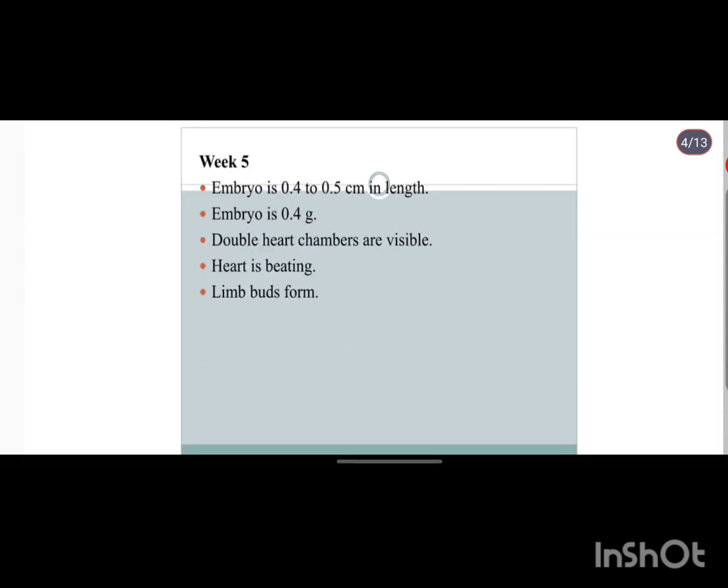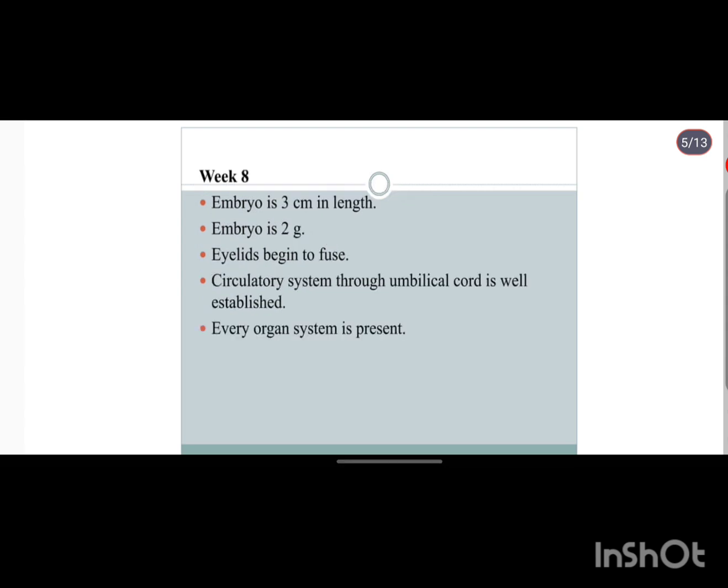Next, in week 5, you can see the embryo is almost 0.4 to 0.5 centimeters in length and about 4.4 grams, the double heart chambers are visible now, the heart starts to beat, and the limb buds form. Week 8, the embryo is 3 centimeters in length, 2 grams, the eyelids begin to fuse, the circulatory system through the umbilical cord is well established, and almost every organ system is present during the 8th week.